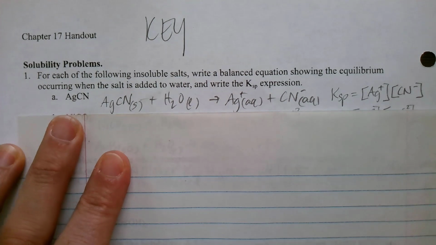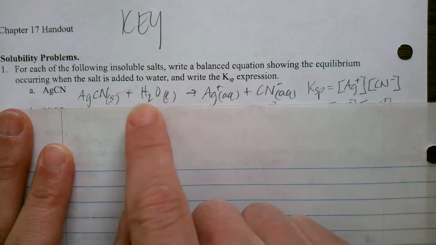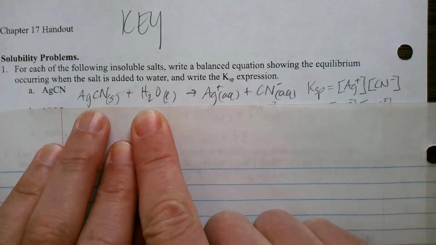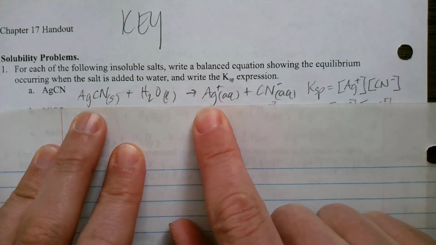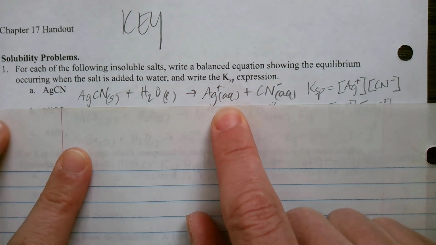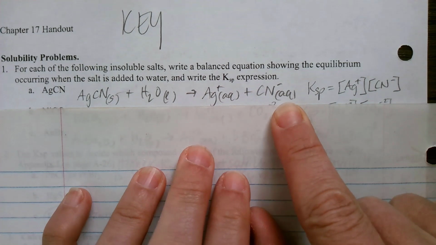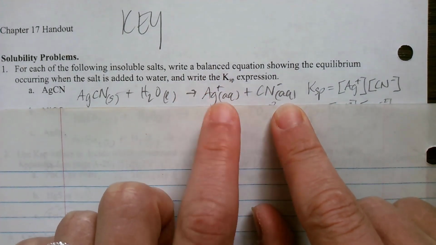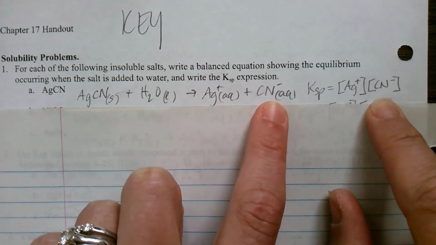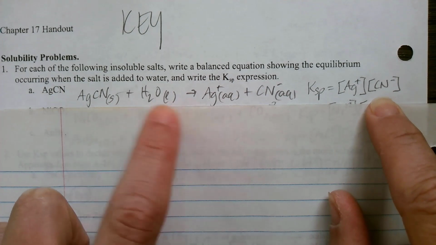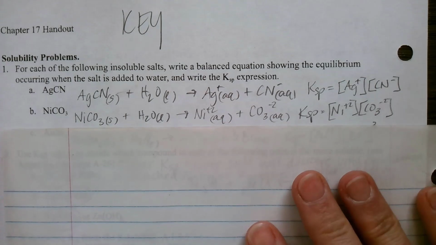So our first example, silver cyanide, we would write this added to water. So I have my solid salt added to water, and my silver cyanide is going to break apart into Ag+, now dissolved in aqueous solution, (aq), CN minus. So to write that Ksp, again, products over reactants. So I would say Ksp is equal to [Ag+] times [CN-]. And again, we do not use solids or liquids in Ksp expressions. So that is where we would finish.